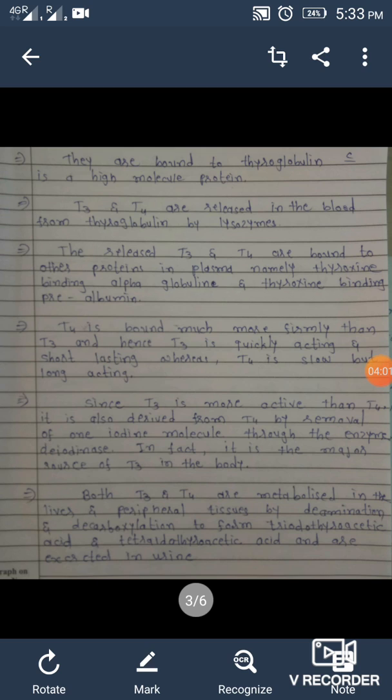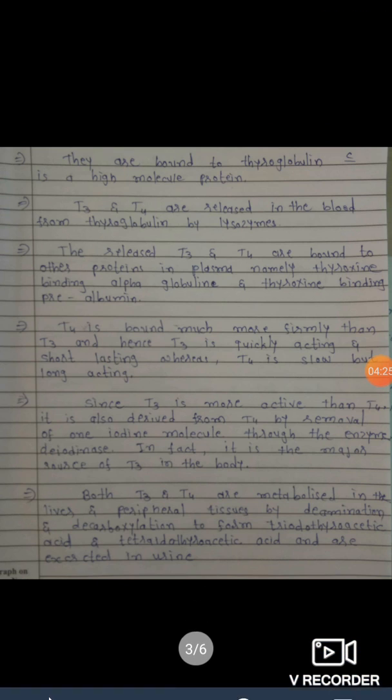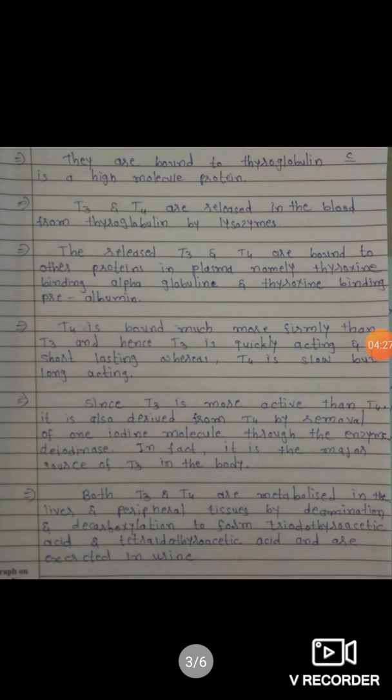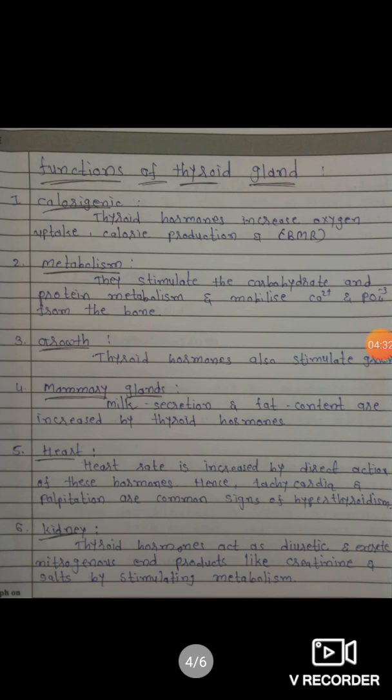Both T3 and T4 are metabolized in the liver and some of the peripheral tissues by two processes, deamination and decarboxylation. And finally, it will form metabolites like triiodothyroacetic acid and tetraiodothyroacetic acid. And finally, these two metabolites are excreted in urine.